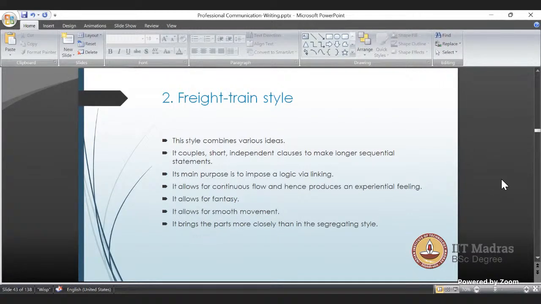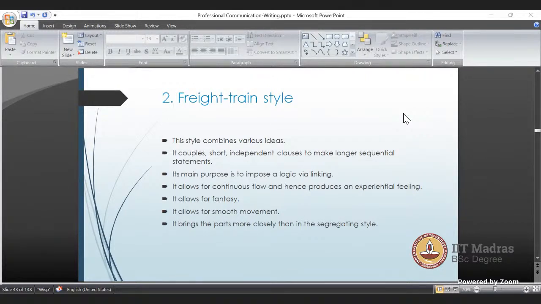Now, what is this? This is the reverse of that. What does it do? It combines various ideas, which means within a sentence you're going to find multiple things together. So it will couple short independent clauses. I hope you know what independent clauses are by now, so I don't have to explain what it means. It couples short independent clauses to make longer sequential statements. The purpose is to give you a logic via linking. So they link multiple things together and then form a logic around that. This kind of writing allows for continuous flow and it helps you have an experiential feeling. Because there are multiple things clubbed together and then put together via linking.